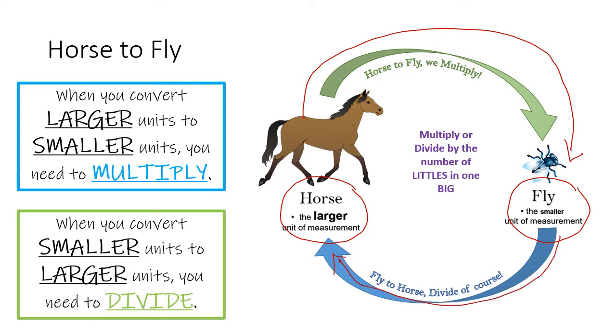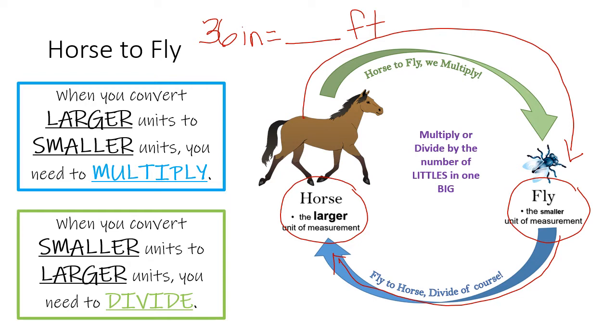So let's say that one more time. Horse to fly, we multiply. Fly to horse, divide, of course. All right, we're going to look at a couple examples. Let's say we're going to do 36 inches, and we want to find out how many feet that is. This is a real simple one. You could probably do it in your head, but I just want to show you how this little trick works so that when you come to harder problems, you'll know how to use it.